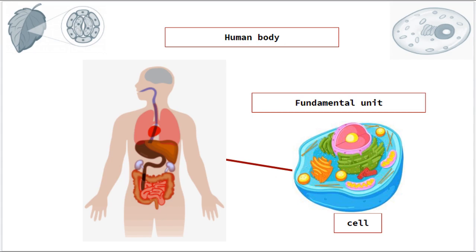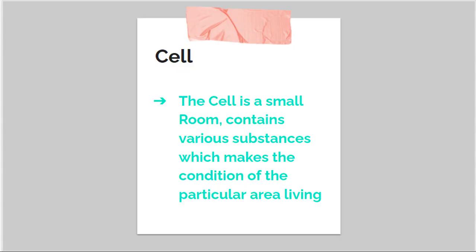If we go through the NCERT book, we will find that the cell is a small room. The meaning of the term cell is a small room. That means it contains various substances which make the condition of the particular area living. What are the criteria to be fulfilled so that an organism is called living?